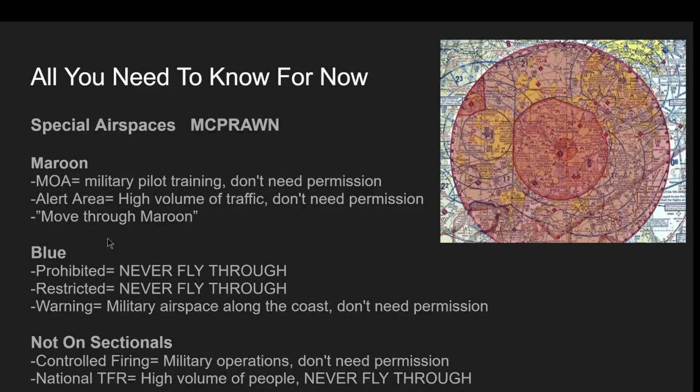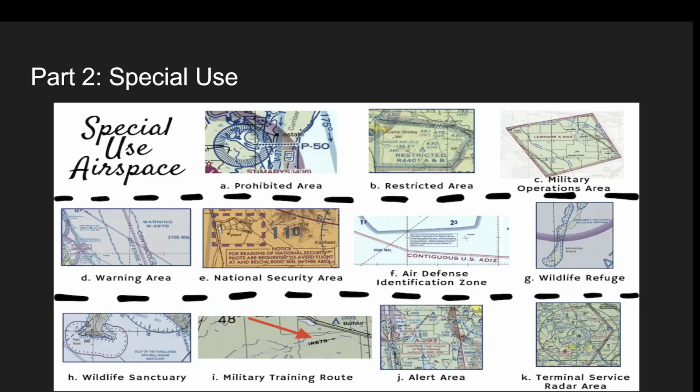Okay, and now blue. Never fly through blue. That's the slogan. Blue, never fly through. Right? It all rhymes. Or it's all wordplay. So prohibited and restricted, never fly through. You can get permission, but why get permission? It's easier to just fly around it, to be completely honest with you. So you're prohibited and you're restricted. Here's your prohibited, top left. That is your blue circle with the combs, right? And your restricted is kind of like your MOA, but blue.